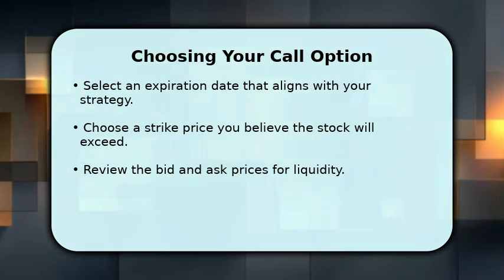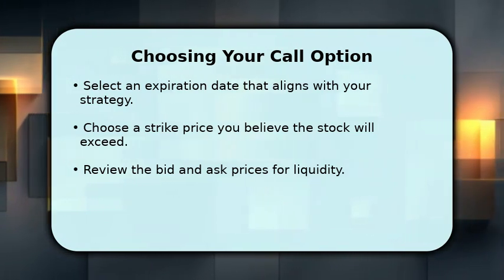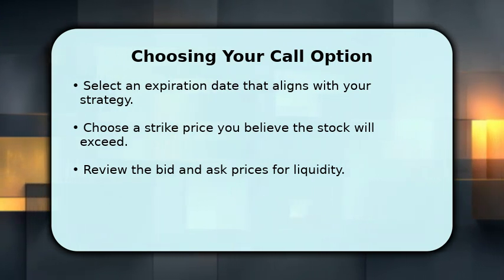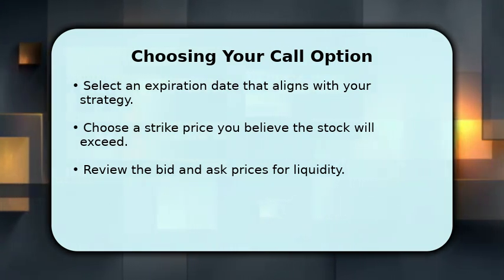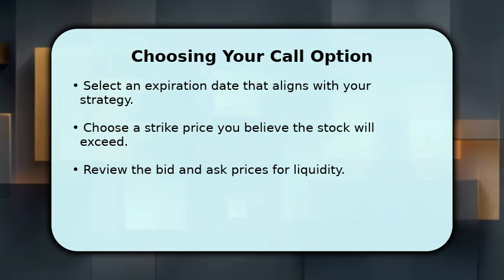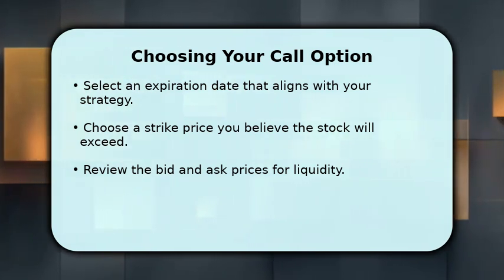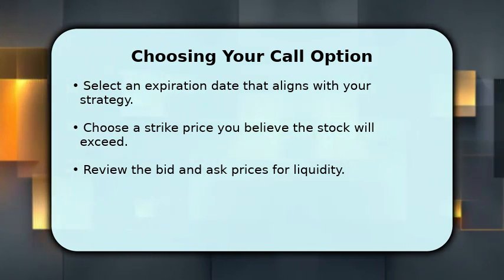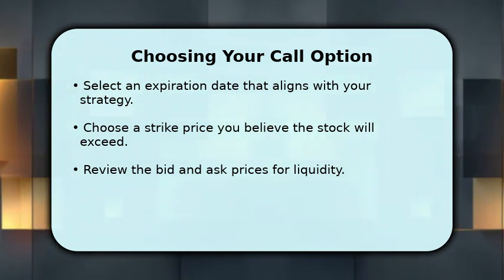Once you are on the options chain, you will see various expiration dates. Pick one that suits your investment horizon. Next, look at the different strike prices. A call option gives you the right to buy at the strike price, so choose one you expect the stock to surpass. Always check the bid and ask prices to gauge market liquidity.